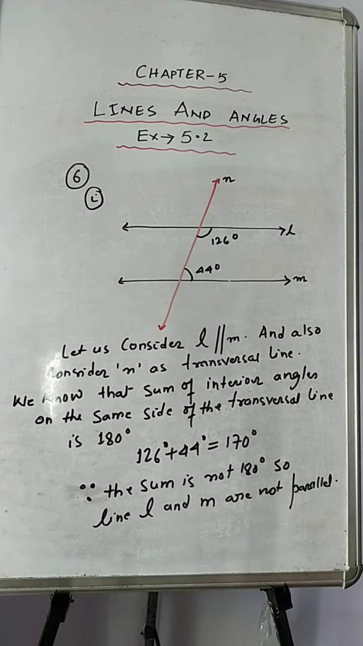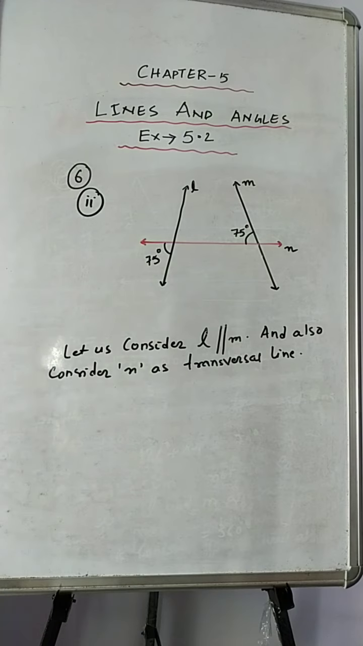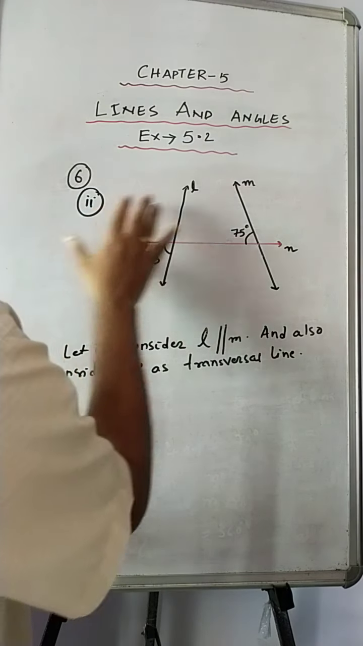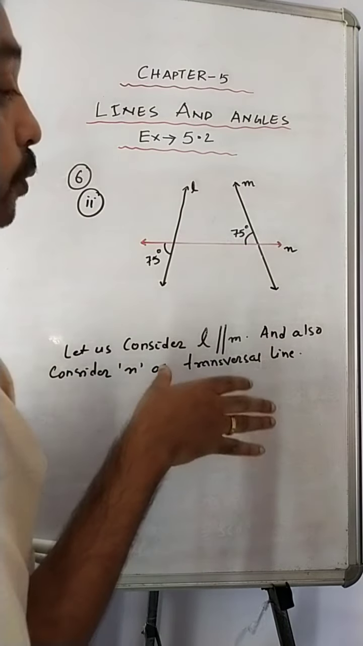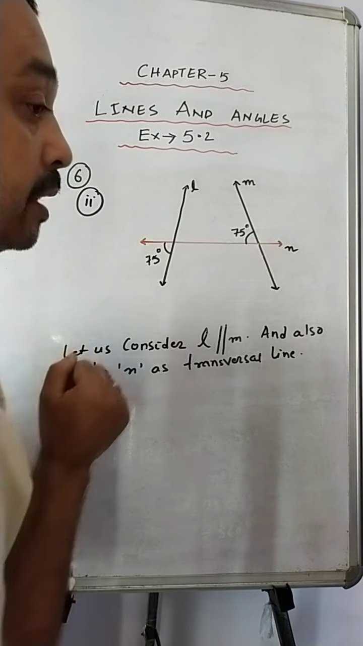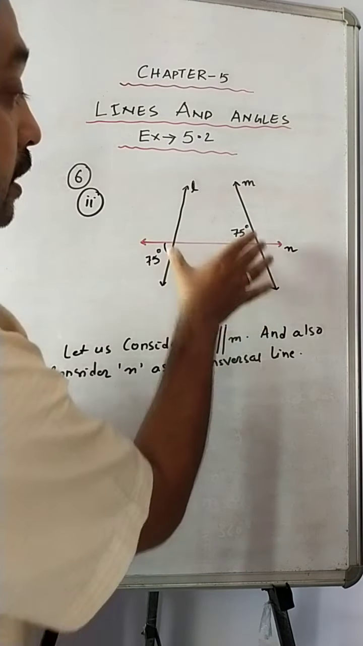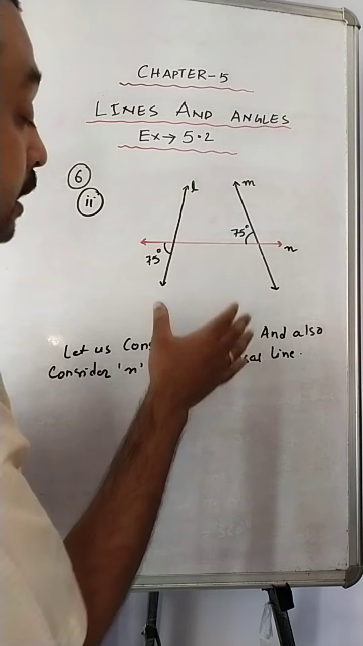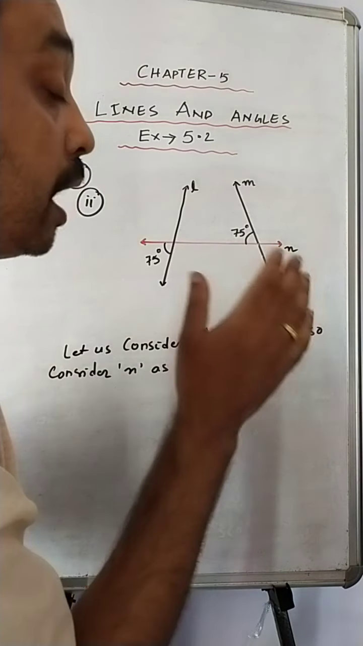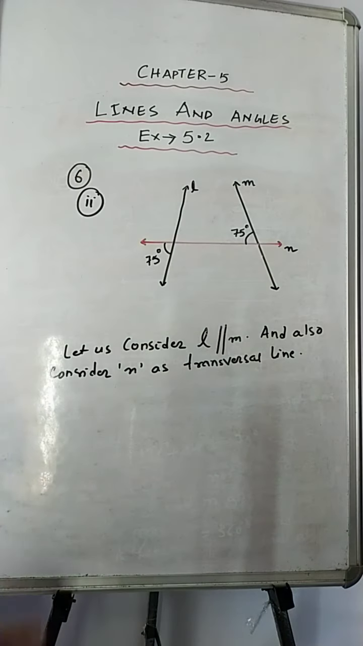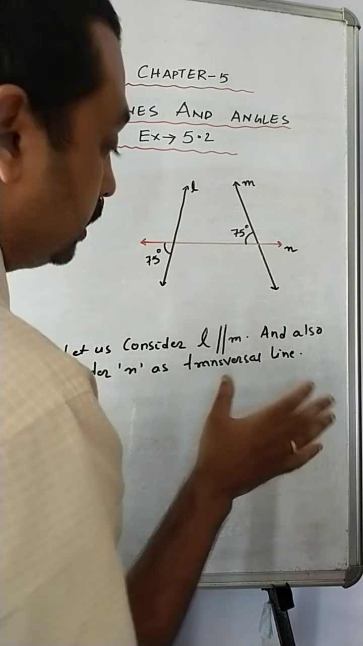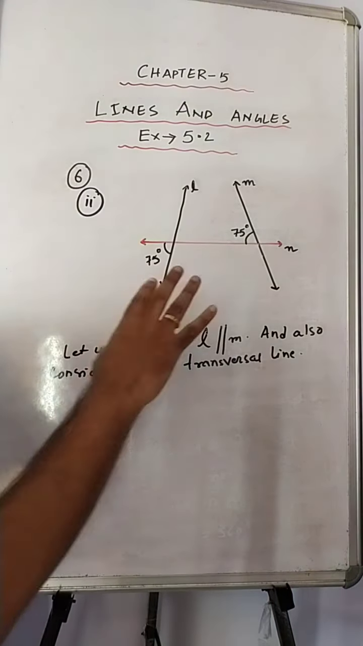Now let's move on to sum number 2. So this is the figure of sum number 2, students. Again we have to prove whether L and M are parallel or not. Now most of the students will say, no sir, this is not parallel. But why it is not parallel, you have to prove. You just cannot say directly, no sir, it is not parallel. This will not work.